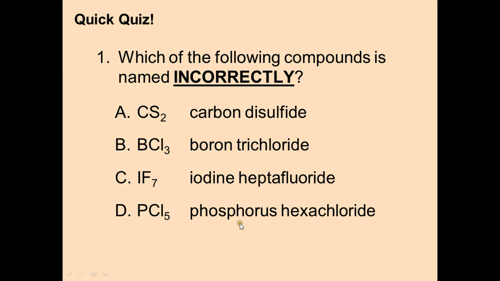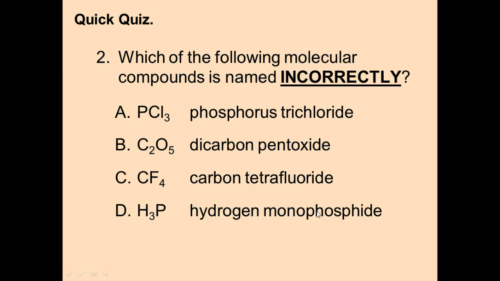So phosphorus, and then let's just see what's wrong with this. So phosphorus hexachloride. So phosphorus is correct because there's one phosphorus. Then we have chlorine, but we have 5 here, and this one says we have 6. So this one's incorrectly named because of this little prefix. It should be pentachloride.